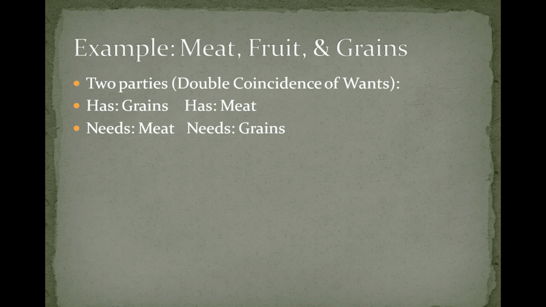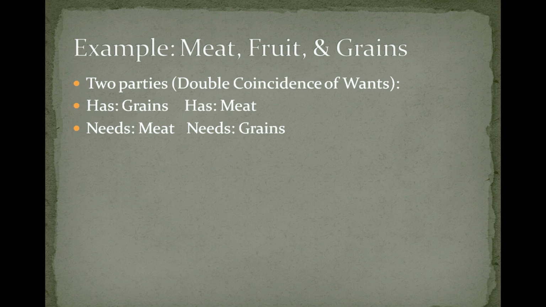So I have a simple example of the double coincidence of wants. Now, what we're going to have is a very, very basic, very small economy. There's only going to be three things here: meat, fruit, and grain. These are the only three things that exist within this particular economy.